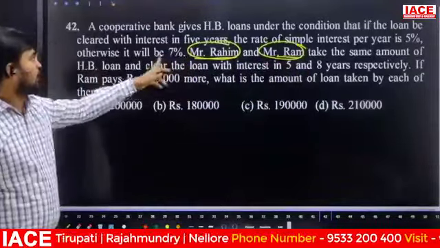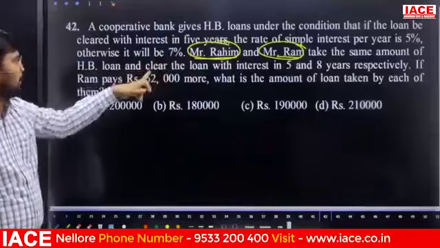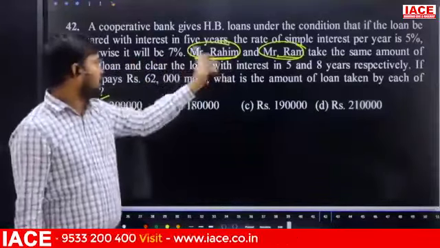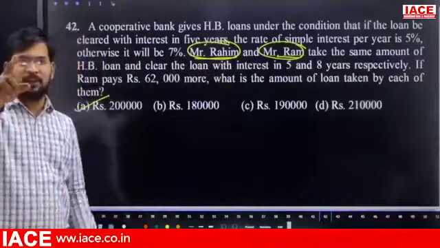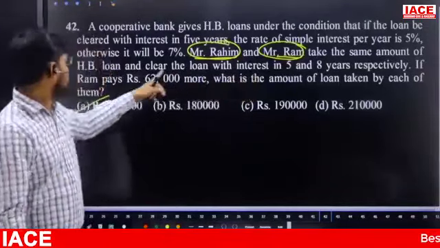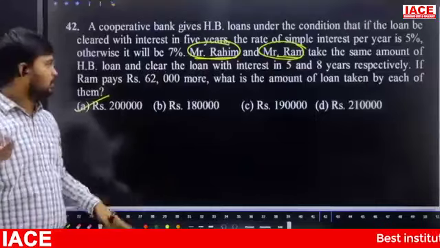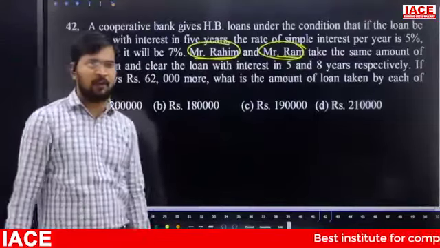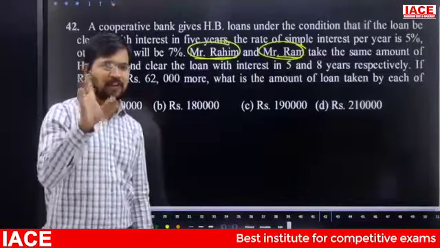ఇక్కడేమో శివ ఏమో 20, మిస్టర్ రహీమ్ ఏమో 25% పే చేస్తాడు, మిస్టర్ రామ్ ఏమో 56% పే చేస్తాడు. సో టోటల్ 31% ఎక్స్ట్రా. 31% is nothing but 62,000, so 31 2s are, so 100 2s are nothing but 2 lakhs is the answer. Same question I already explained.